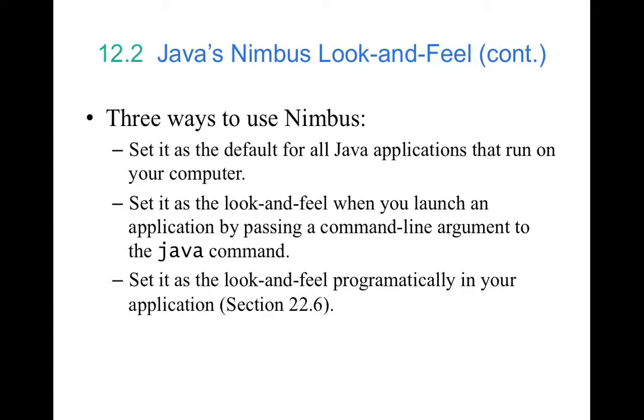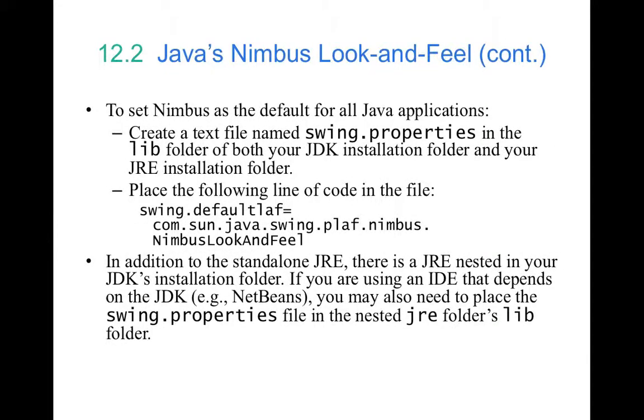And the way we do the look and feel thing is we have what are called perspectives in Eclipse, okay? So what we need to do is create a text file. Look what it says here. To set Nimbus as the default for Java applications, we create a text file called swing.properties in the lib folder of both your JDK installation folder and your JRE installation folder. Now this would be physically on your computer.